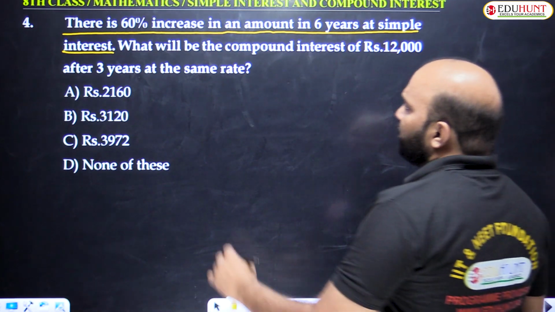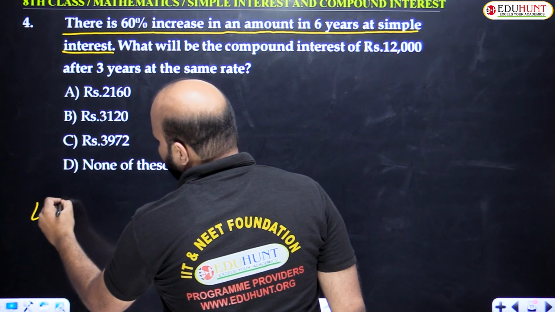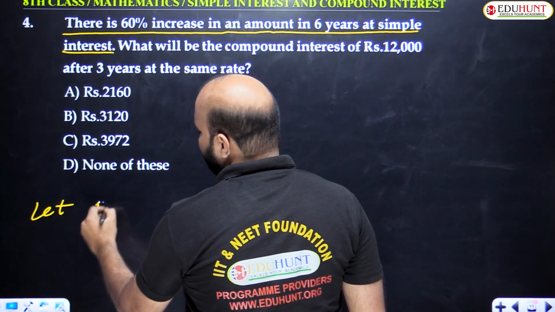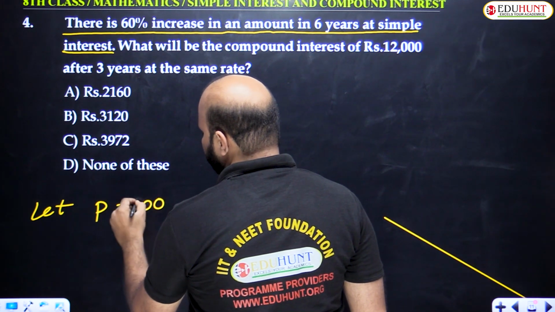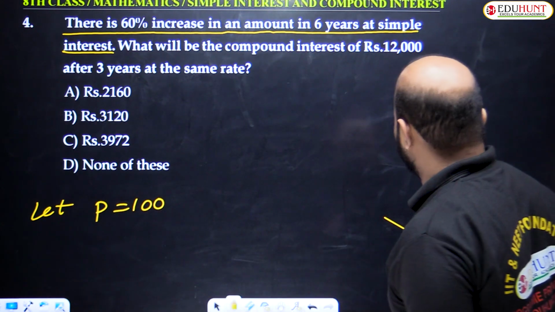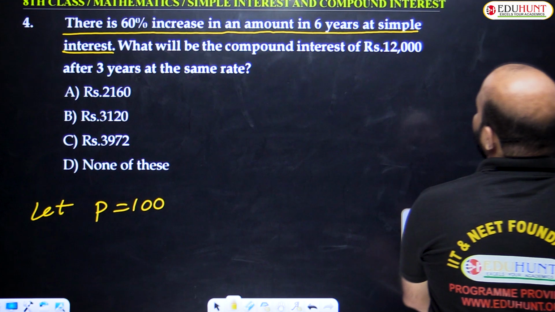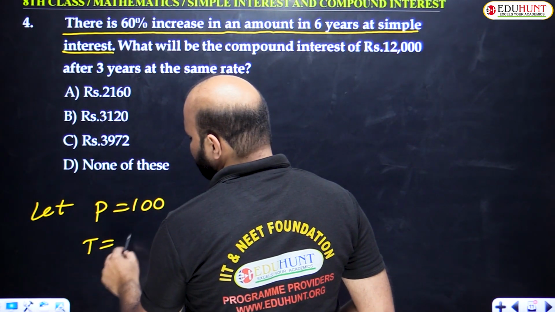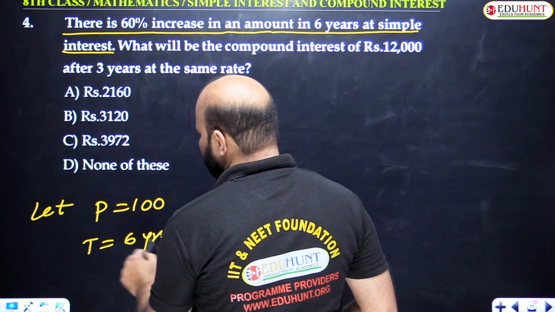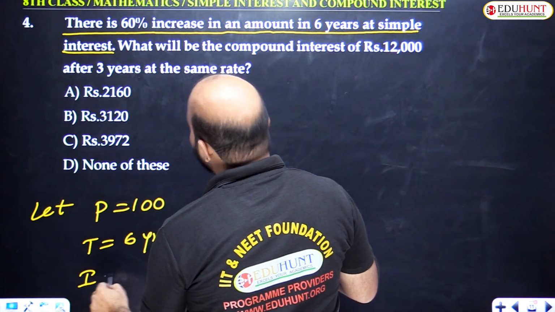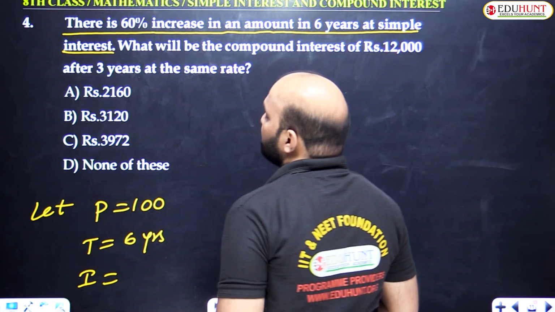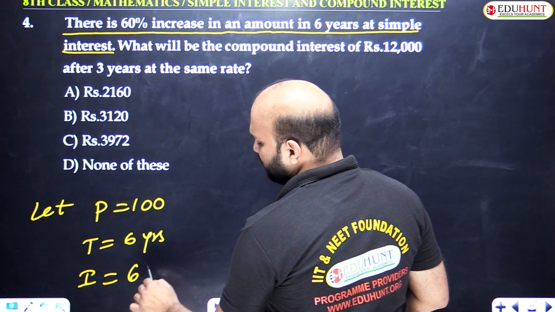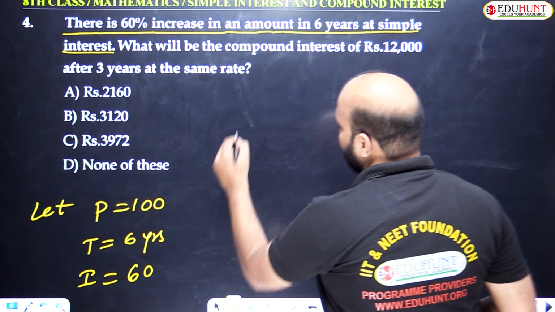Am I clear? So let me take the principal. You don't know the principal according to simple interest. It will be considered as 100. P equals 100. Am I clear? So in 6 years, how much are we getting? In 6 years, nothing but time. In 6 years, how much interest are we getting? 60% increase means what is the 60% value of 100? 60 rupees. But how will we get rate of interest first?